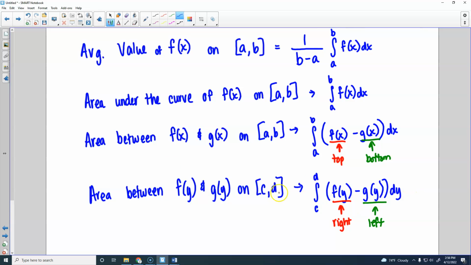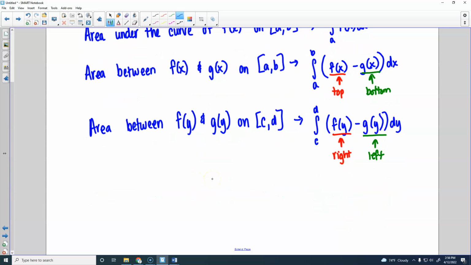You will see several of these things. We did not spend as much time on this stuff because it was easier to do, but it is still going to be tested fairly heavily, so be ready for those. Then let's go to cross sections.